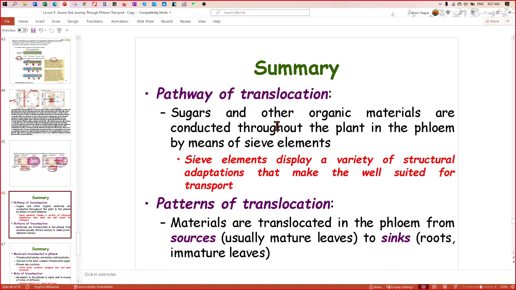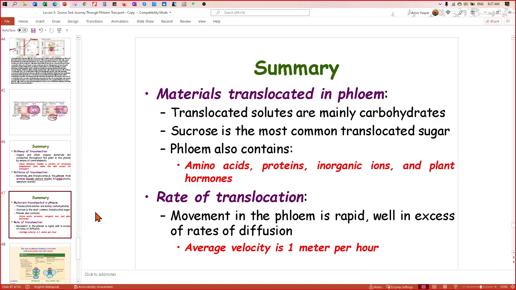All right, so here is the summary that you can read later. For the pathway of translocation, sugars and other materials are translocated using the phloem loading. So it's very important, okay? It doesn't matter how good your plants do photosynthesis. It can be the highest in the world. If it fails to transport the photosynthate, nothing much is going to happen, okay? Right, so patterns of translocation: phloem, usually from mature leaves to the sink, okay? From the mature leaf, or the leaf that has lots of fruit, to the immature parts, or the baby parts, okay?